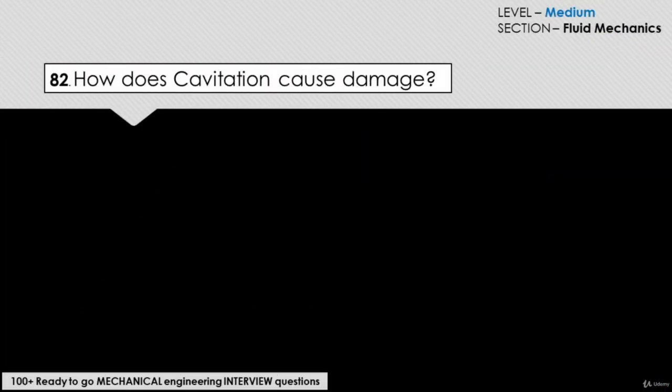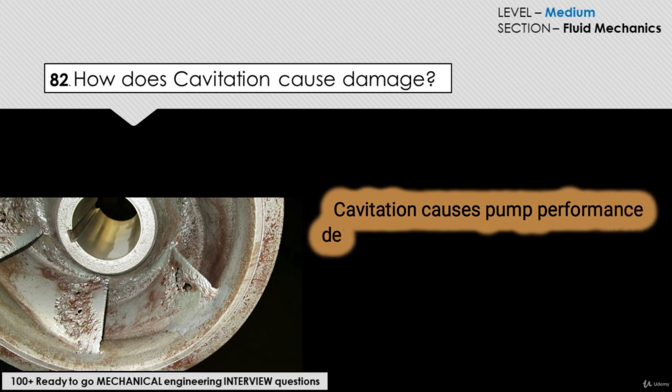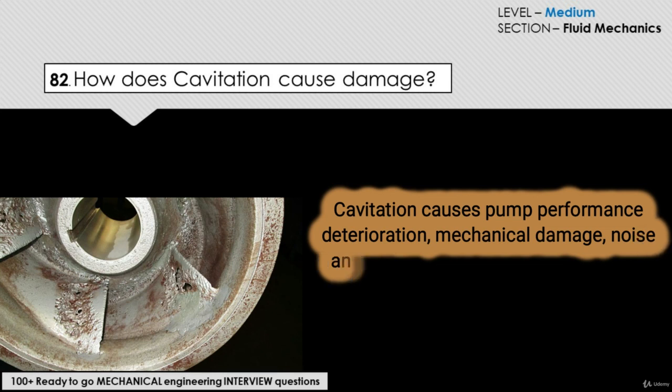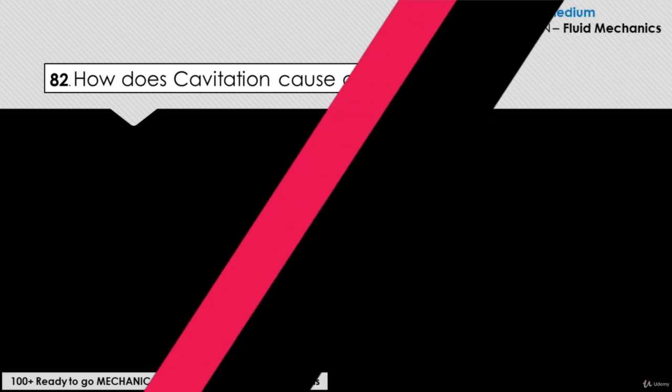How does cavitation cause damage? Cavitation causes pump performance to deteriorate. There will be mechanical damages, noise and vibration, which can ultimately lead to the failure of the pump. Vibration is a common symptom of cavitation and many times the first sign of an issue. Vibration causes problems for many pump components including the shaft, bearings and seals.